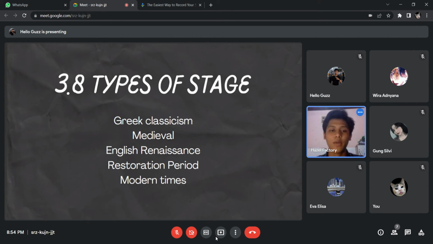Okay, I will explain about types of stage. The first one is Greek classicism, and then medieval, and then English Renaissance, and then Restoration period, and the last of the types.